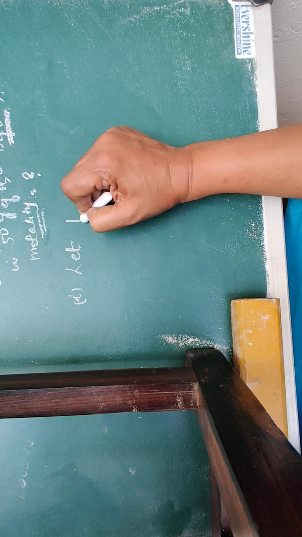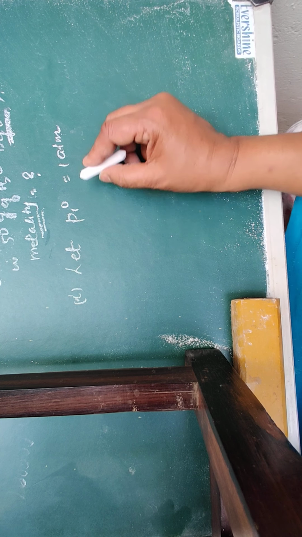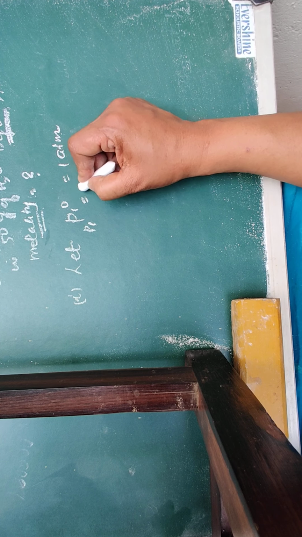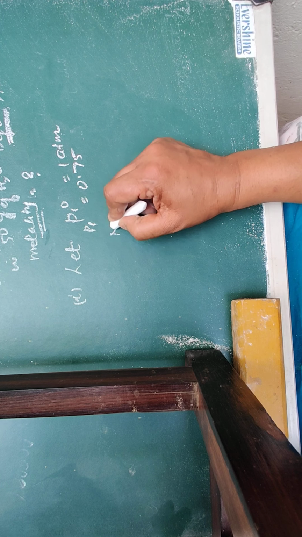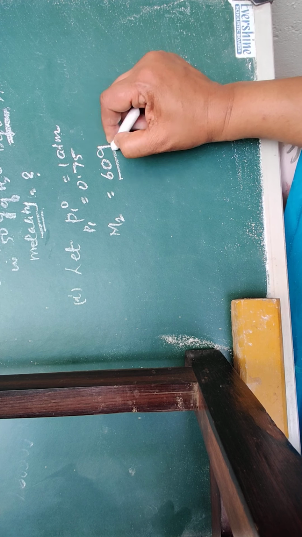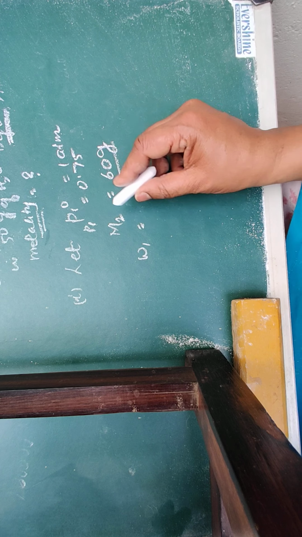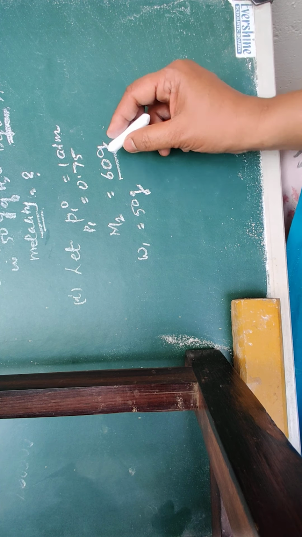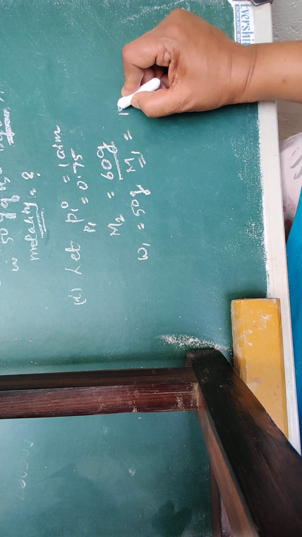Let P1 naught be 1 atmosphere. It is reduced by 25%, which means P1 will be 0.75 atmospheric pressure. You have to find out the molecular weight of urea. If you calculate it, it comes to 60 gram. W1 is the weight of the solvent, given as 50 gram. M1 is the molar mass of the solvent. It is 18 gram.